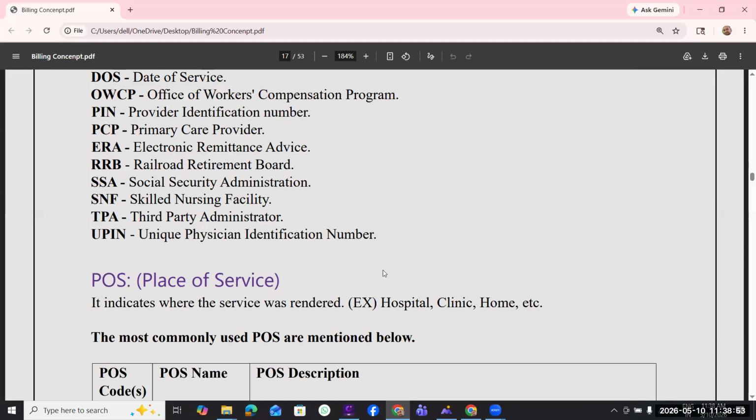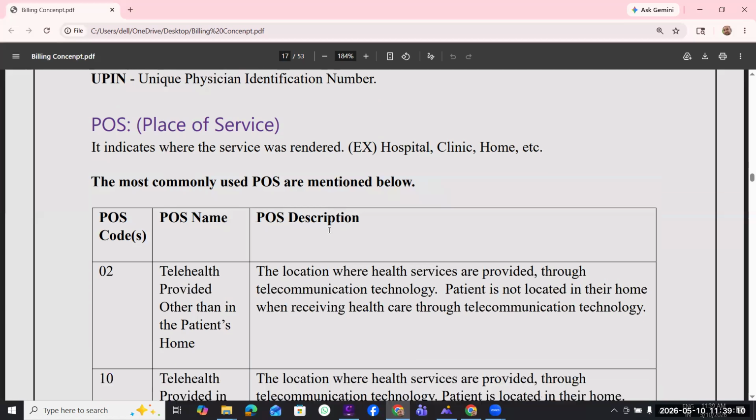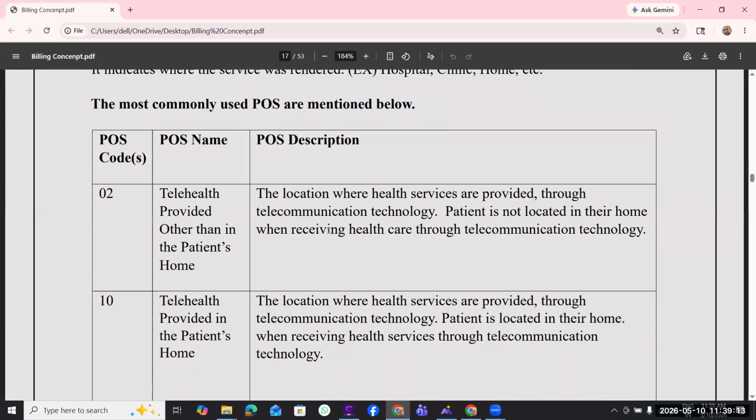Next topic is place of service, POS. What is the POS? It indicates where the service was rendered, for example, hospital, clinic, home, etc. The most commonly used places of service are mentioned below: place of service code, POS name, and place of service description.